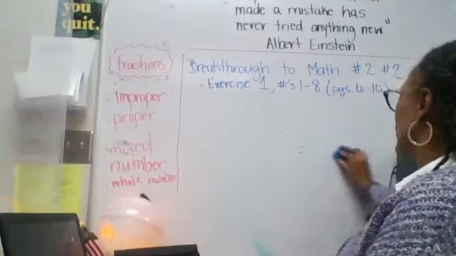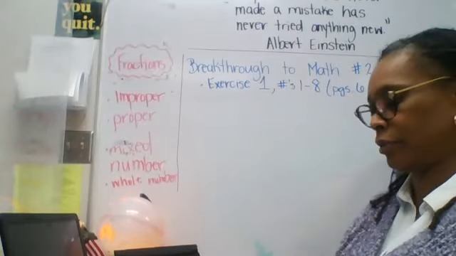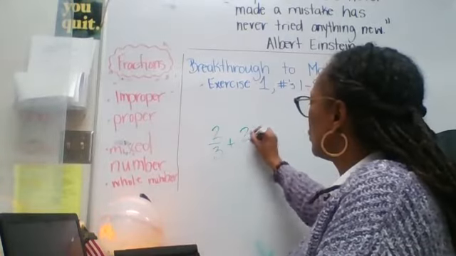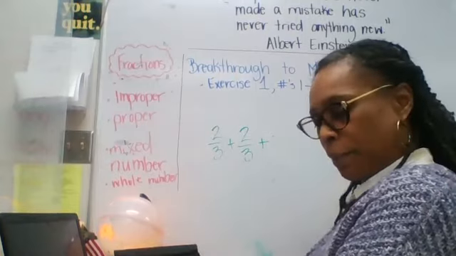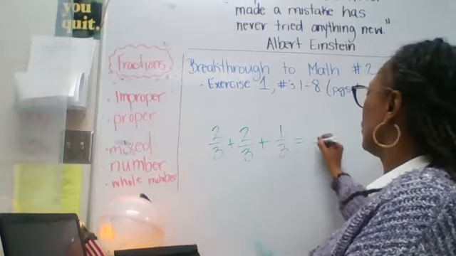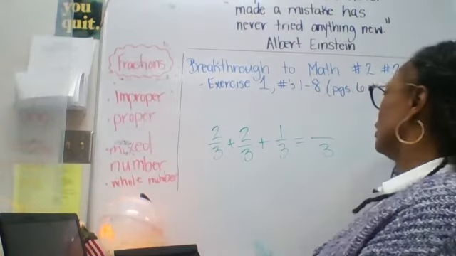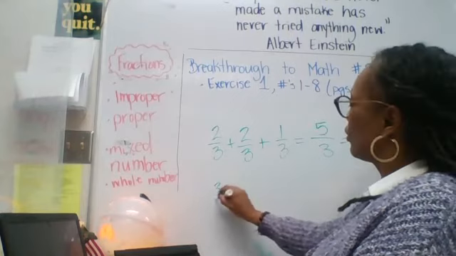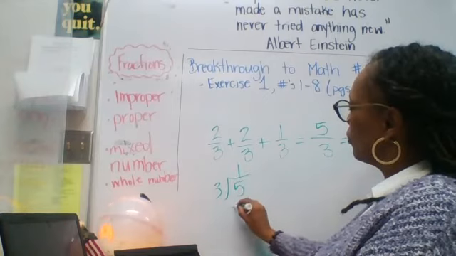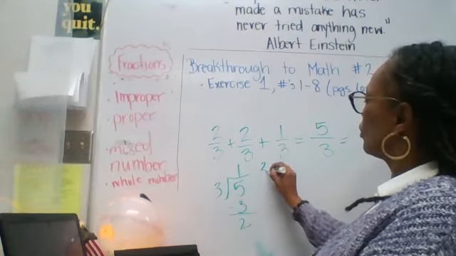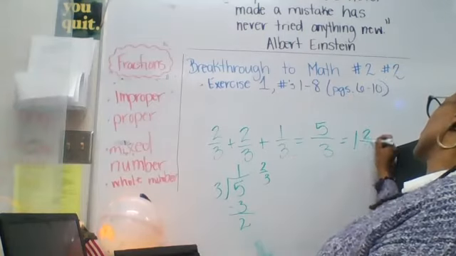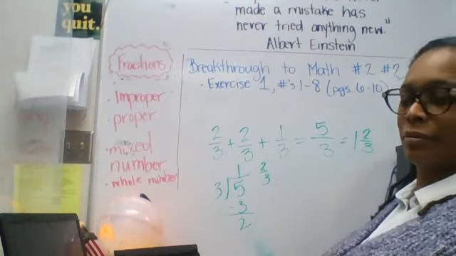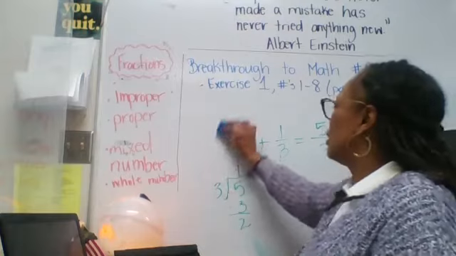And we only have a couple more. Well, 3 more. Number 6. 2/3 plus 2/3 plus 1/3 equals, over 3. 2 plus 2 is 4, plus 1 is 5. Oh, another improper, which means we divide. 5 minus 3 is 2. So 1 and 2/3 is the answer. Final answer. All right.